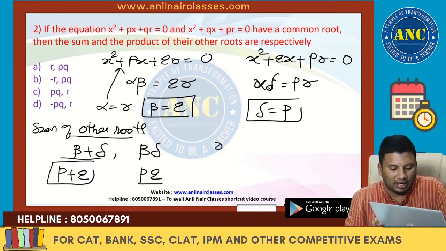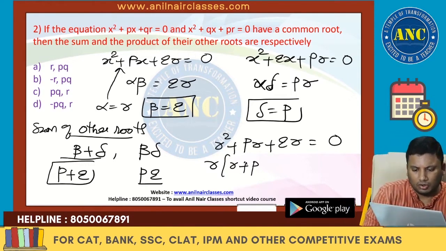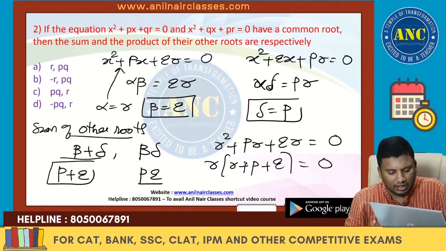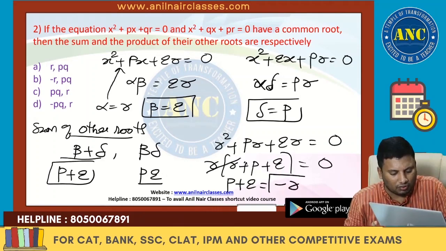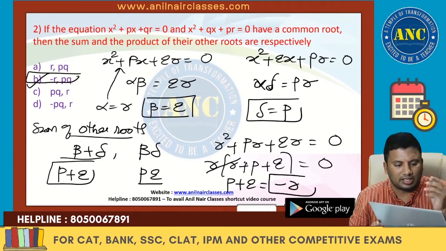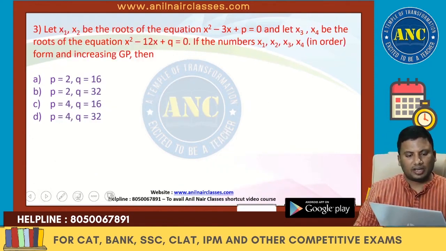If alpha square is r square, then r square plus pr plus qr equivalent to 0. R common. I hope it is clear, right? R plus p plus q equivalent to 0. So p plus q is nothing but minus r. So what are the answers we got? Minus r and pq. Easy question. Just an observation, we will get this answer.